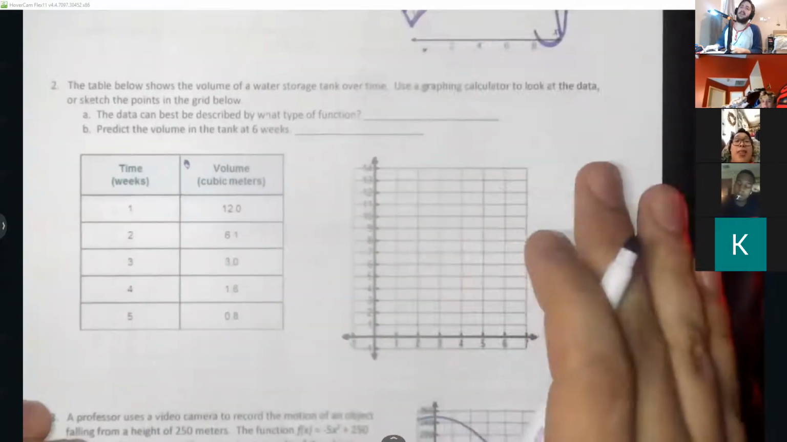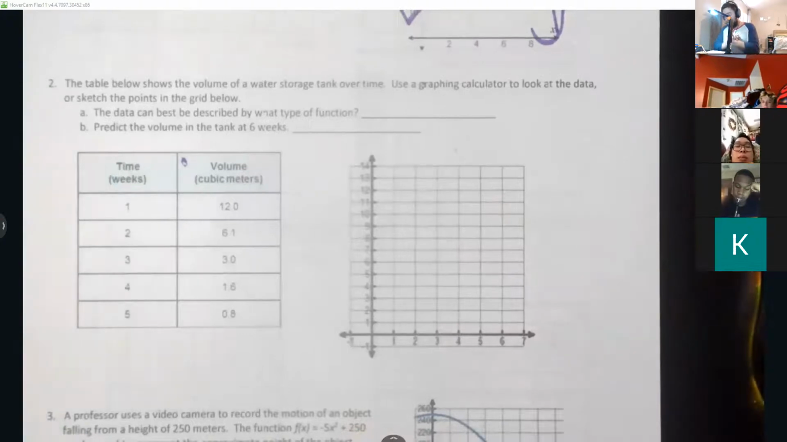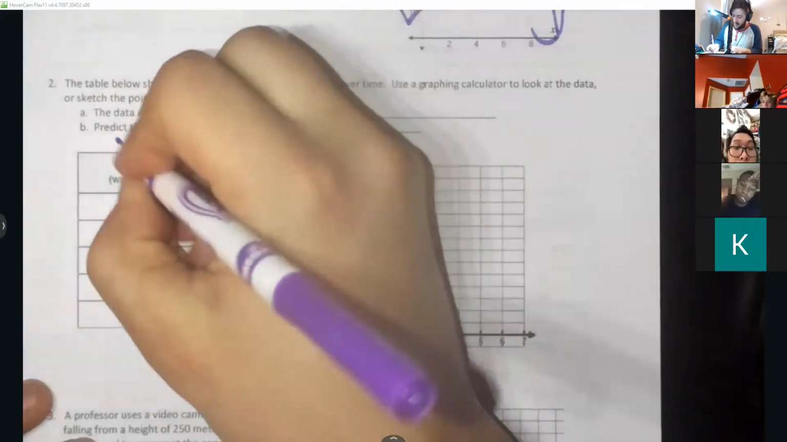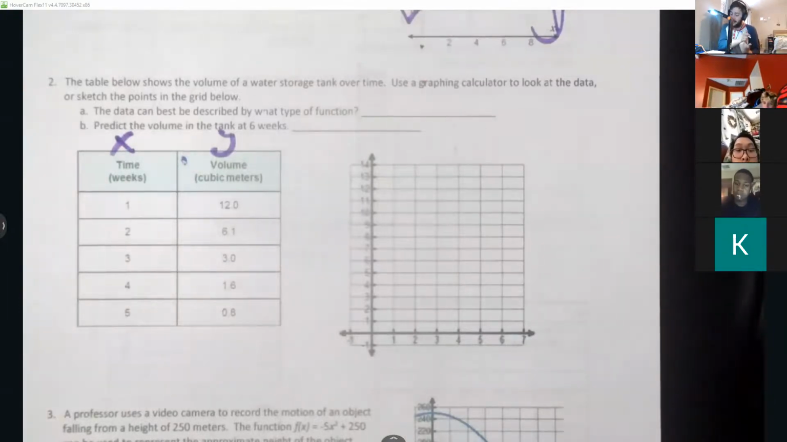All right, let's do number 2. The table below shows the volume of a water storage tank over time. Okay, time is x. We stick with x and y, usually going left and right. Use a graphing calculator to look at the data or sketch the points on the grid below. A lot of you guys are not going to be able to use a graphing calculator because you may not have one, or having access to one won't be that great. So scatter plots are going to be your friend. So x and then y here.